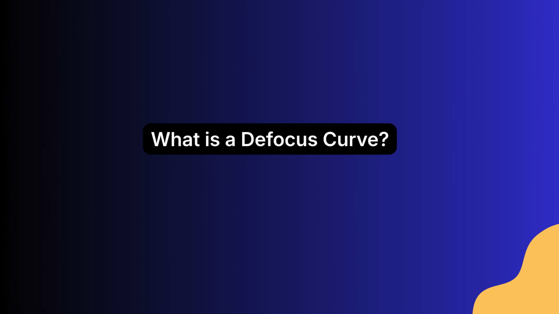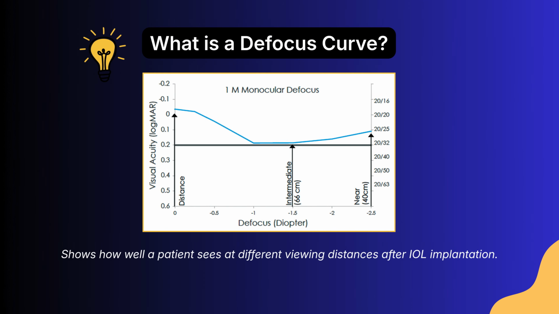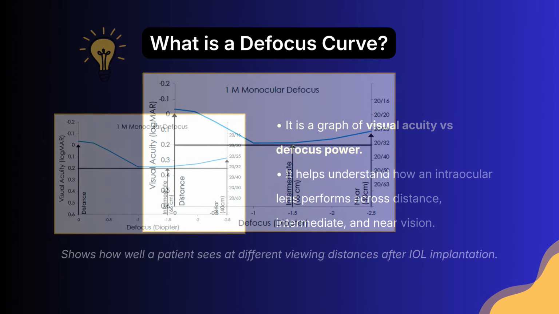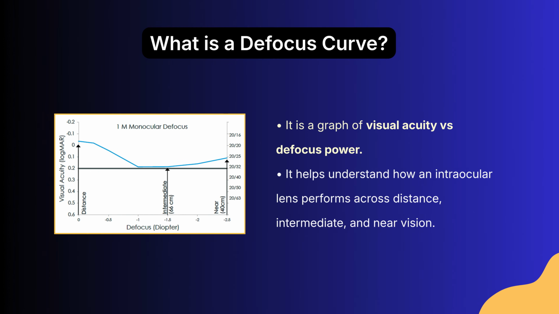Before we discuss these lenses individually, it is useful to understand an important concept used in clinical research to evaluate their optical performance, that is, the defocus curve. A defocus curve is a graphical representation that shows how well a patient can see at different focal distances after implantation of an intraocular lens. In simple terms, it helps us understand how a particular lens performs across different viewing distances, such as distance, intermediate, and near.